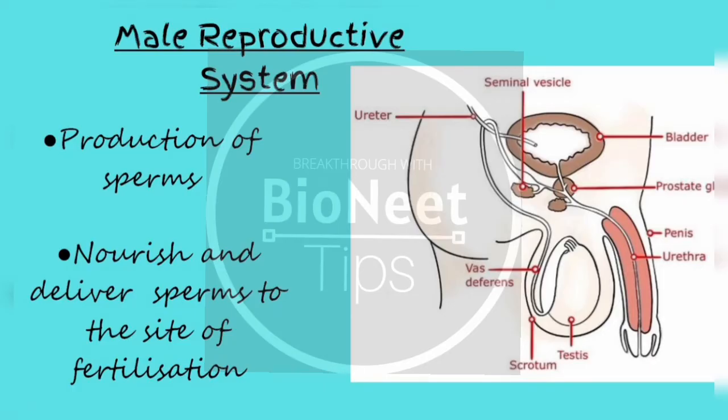The male reproductive system has various parts such as the testis, the vas deferens, the seminal vesicle, and the prostate gland. Now all the different parts of the male reproductive system are involved in two processes. One is the production of the sperms, and the other is to nourish the sperms and deliver the sperms to the site of fertilization. The production of sperms is done with the help of the testis, and nourishment is done with the help of the secretions of the seminal vesicle and prostate gland, and the sperms are delivered with the help of the vas deferens.